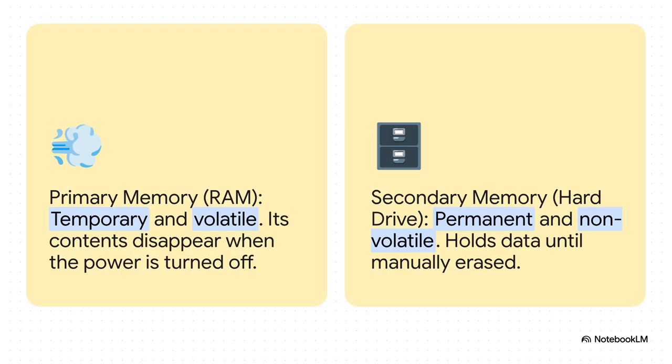It's incredibly fast, but it's also what we call volatile, which means when you turn the power off, everything that was in it just vanishes. Poof! And that's actually a trade-off. The technology that makes it so fast needs constant power. Secondary memory, on the other hand, like a hard drive or a flash drive, is the long-term storage. That's where you save your files permanently because it's non-volatile. It holds onto your data even when the power's off.